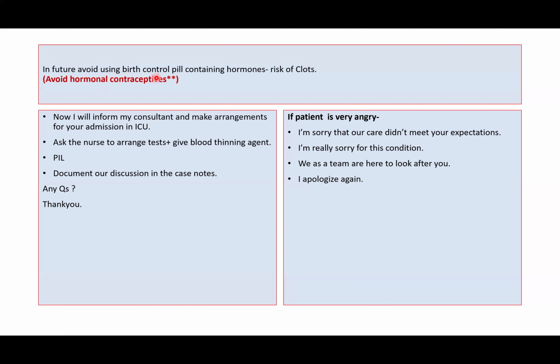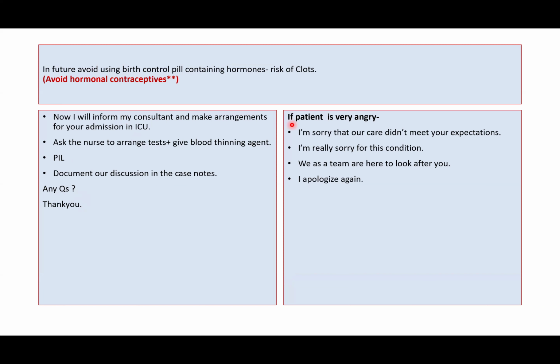In future, avoid using birth control pills containing the hormone estrogen. This increases the risk of clots. So now I will be informing my consultant and making arrangements for your admission in the intensive care unit. I will be asking the nurse to arrange the tests and give the blood thinning agent. I will be giving the patient information leaflet and documenting our discussion in the case notes. Any questions? No, thank you.